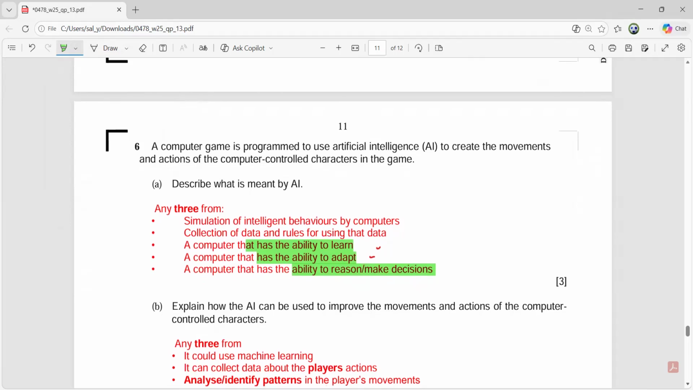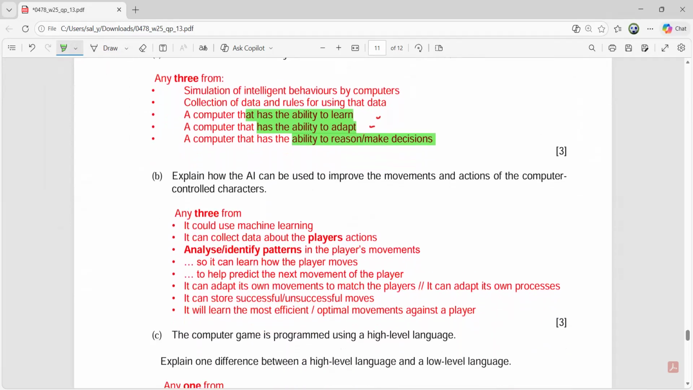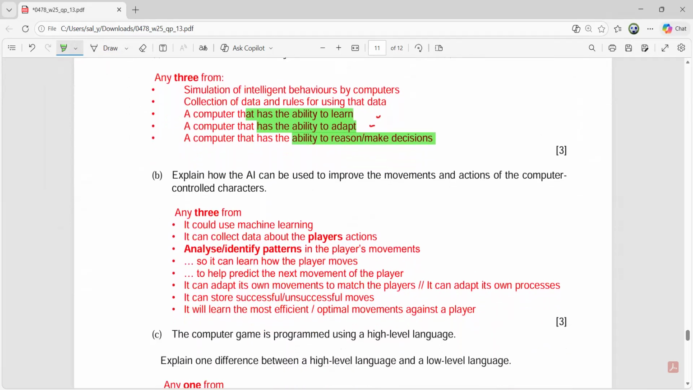Second part, explain how the AI can be used to improve the movements and actions of the computer controlled characters. So what can we do? It can use machine learning. It can collect data about the player's actions. It can analyze or identify patterns in the player's movements.